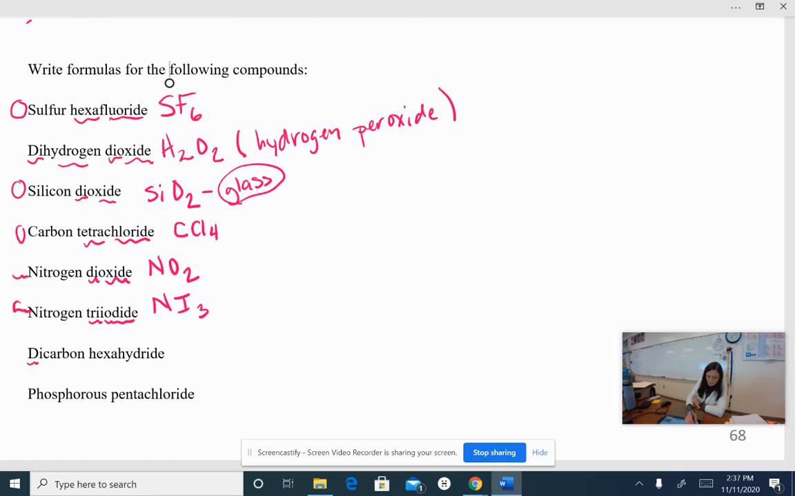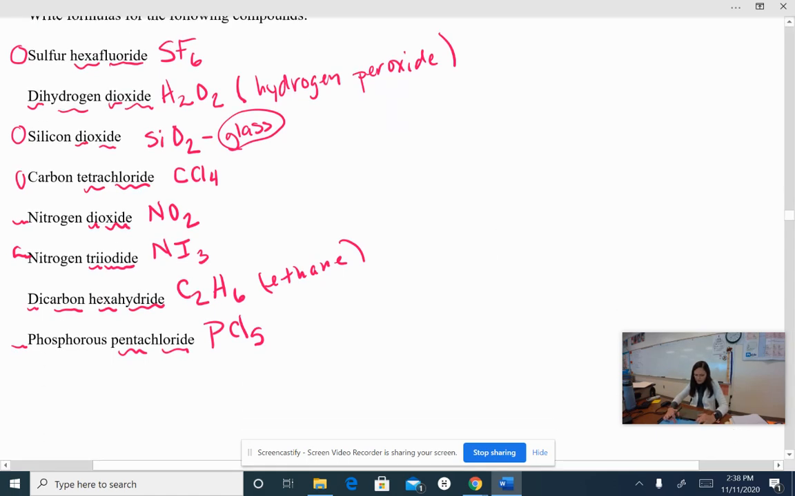Okay, here we do have a prefix, di, meaning 2, right? 2 carbons. Hexa is 6, and then hydride, that is the root of hydrogen. Okay. C2H6 is otherwise known as ethane. Ethane is the common name here. Phosphorus pentachloride. So we don't have a prefix, but we know that we have 1 phosphorus. Penta is 5. Chloride comes from chlorine. PCl5. All right, how are you feeling so far?